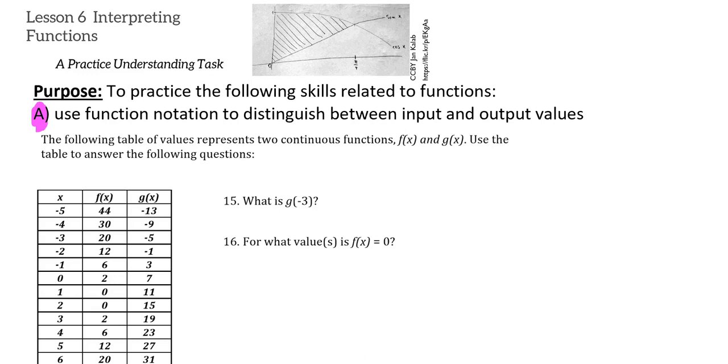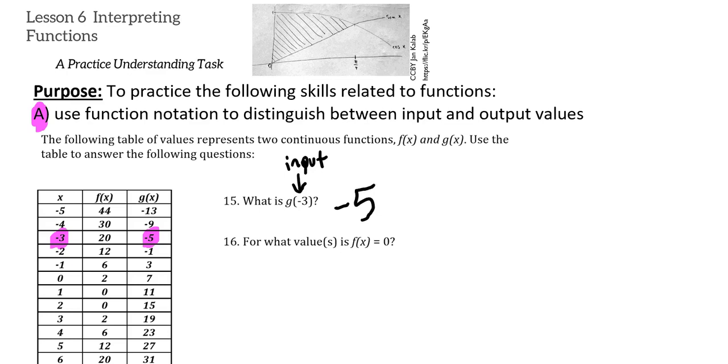For this video, I'm going to be bouncing around from problem to problem. So if you'll look with me at problems 15 and 16. Since we're trying to distinguish between input and output values, it's important to consider that in question 15, it says, what is g of -3? It's important to recognize that -3 is an input. So we're given an input and we're asked to find the associated output. At -3 input, we can see the g of x output is -5. So g of -3 is -5.